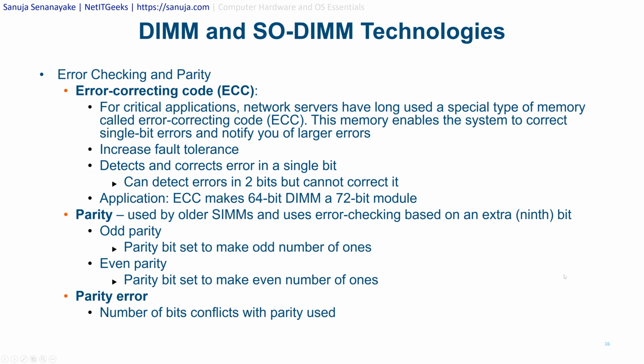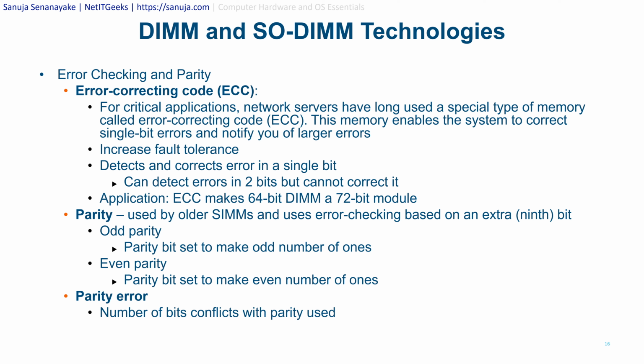Error checking and parity. Error checking code, also known as ECC, is an important thing for critical applications. That includes network servers, which have long used a special type of memory called ECC. What you need to understand is that ECC memory is mostly used by servers, in critical applications and network servers, and it has been in use for a long time. It is called error correcting code, or ECC.